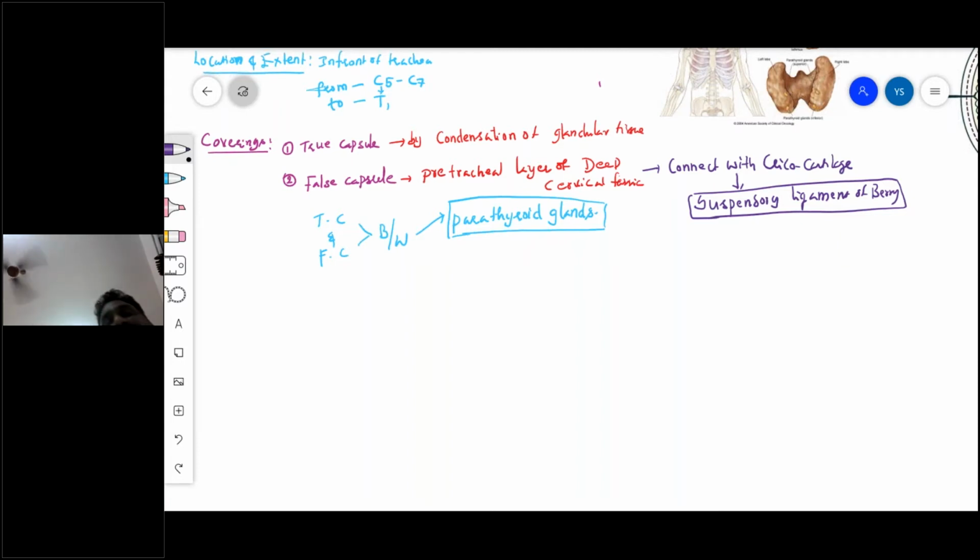Okay, and the venous plexus of thyroid gland usually present deep to the true capsule, unlike the prostate gland. We compare this. For prostatic venous plexus are present between true and false capsules. Here, venous plexus are present deep to the true capsule, that we can compare. So this is about the coverings.